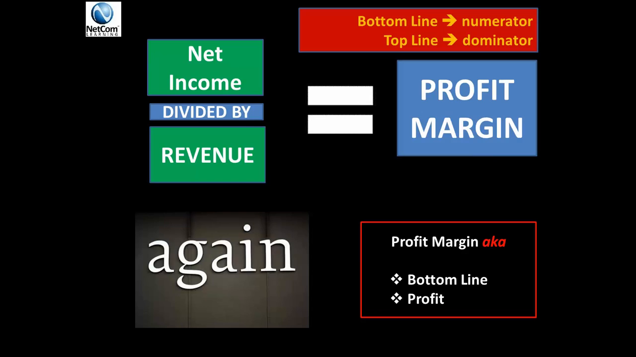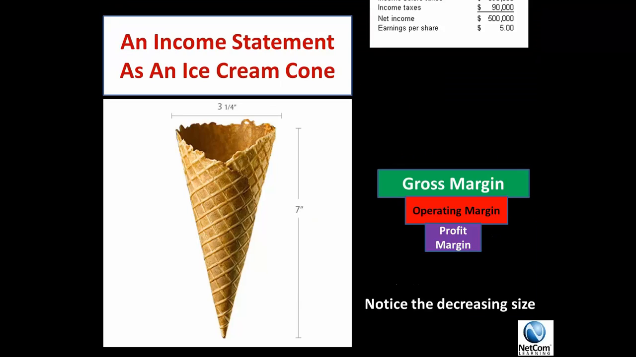Now I'm going to reiterate, because the profit margin really is considered one of the most important margins for a company. Again, it's simply net income divided by revenue, and we always have the bottom line as the top line numerator and top line revenue as the denominator. So that might be a good way to remember it, that it almost reverses position.